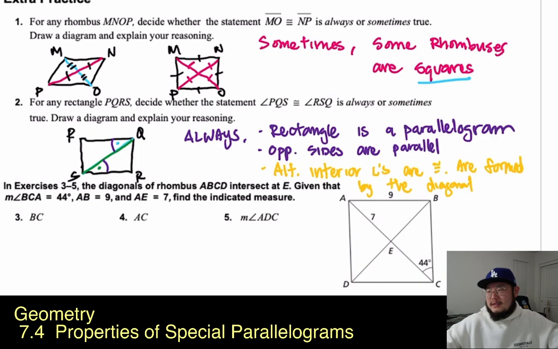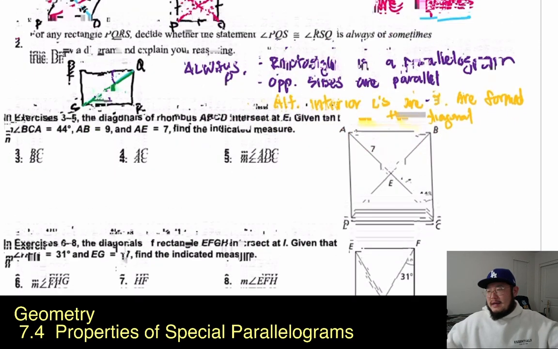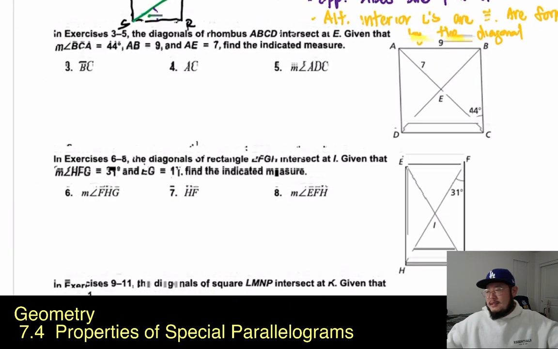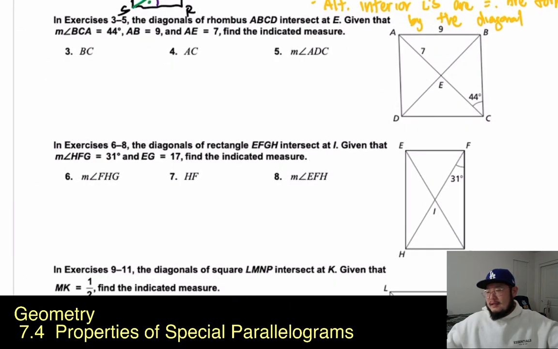Let's go up next to number 3. It says in 3 through 5, the diagonals of a rhombus ABCD intersect at E. And we're given that the measure of angle BCA is equal to 44 degrees, AB is equal to 9, AE is equal to 7, and then we find the indicated measure. So let's think about what we know about a rhombus. In a rhombus right here, we should know that the diagonals bisect each other.